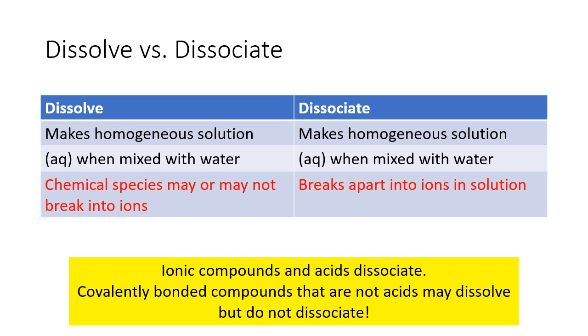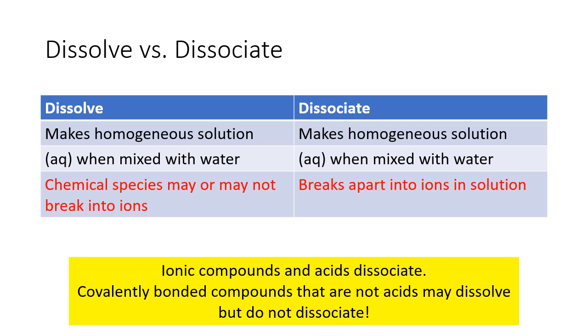Let's talk about the difference between dissolve and dissociate. You will see both words when you work on problems with solution chemistry, so we need to know the difference. Both things that dissolve and dissociate will form homogeneous solutions, meaning they're evenly mixed throughout. They will have the AQ designation in chemical formulas when mixed with water. Now, when you dissolve something, it may or may not break into ions in solution, but when you dissociate, it always breaks into ions. That's the definition of the word dissociate.